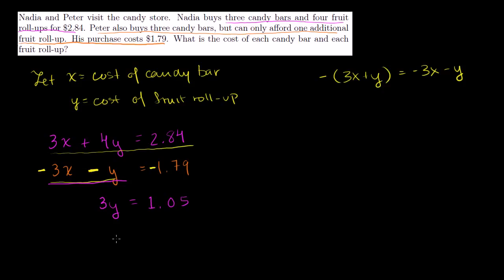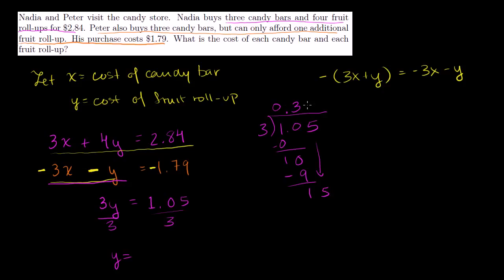Divide both sides by 3. Y is equal to, what's $1.05 divided by 3? So 3 goes into 1 0 times. 0 times 3 is 0. 1 minus 0 is 1. Bring down a 0. 3 goes into 10 3 times. 3 times 3 is 9. Subtract. 10 minus 9 is 1. Bring down the 5. 3 goes into 15 5 times. 5 times 3 is 15. Subtract. We have no remainder. So y is equal to 35 cents. So the cost of a fruit roll-up is 35 cents.